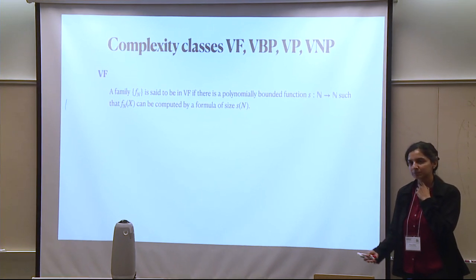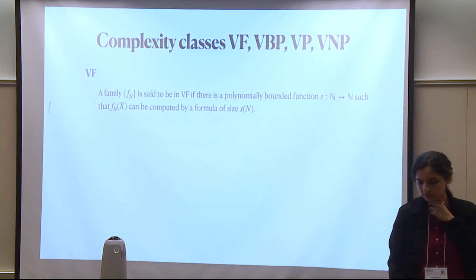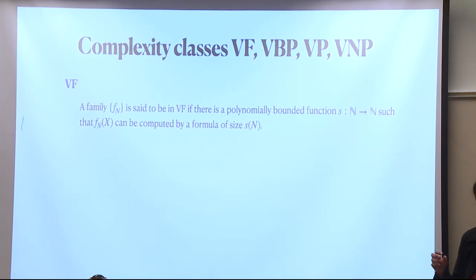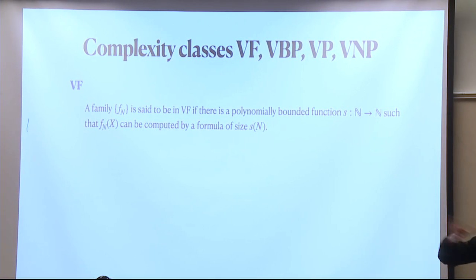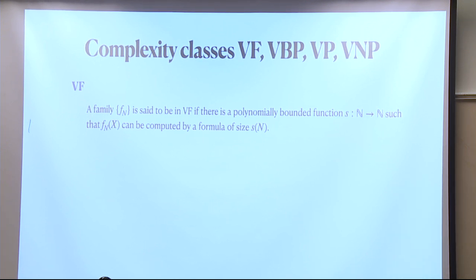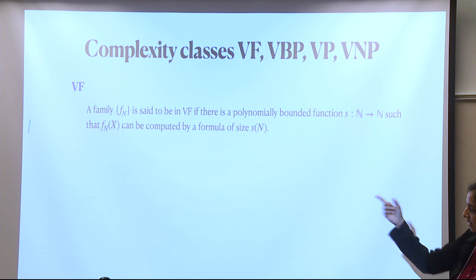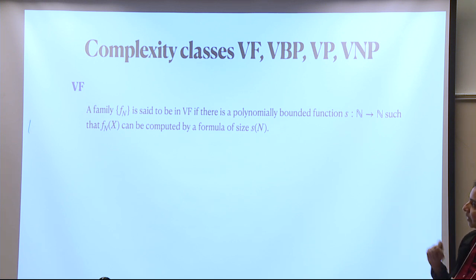So now it's a little bit more formal, right? VF is a family of polynomials. As in the Boolean case, we have to define it for a sequence. So one has to talk about it like this, right? A family of polynomials is said to be in VF if there is a polynomially bounded function, say S, such that this polynomial for every n can be computed in size S of n. So like I said in the TLDR version of it, right? Polynomial size formulas.